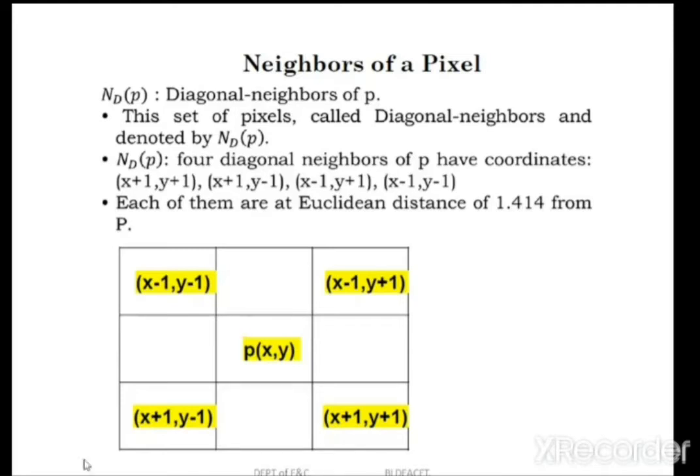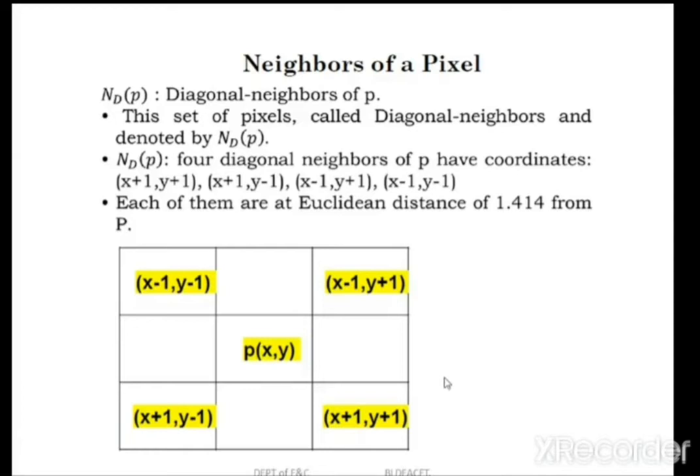Okay. Now, if you consider this example, here we have P of X, Y, and these 4 pixels, they are called as diagonal neighbors. Their locations will be X minus 1, Y minus 1, X minus 1, Y plus 1, X plus 1, Y minus 1, and similarly X plus 1, Y plus 1. These 4 pixels, they are called as diagonal neighbors of the pixel P of X, Y.